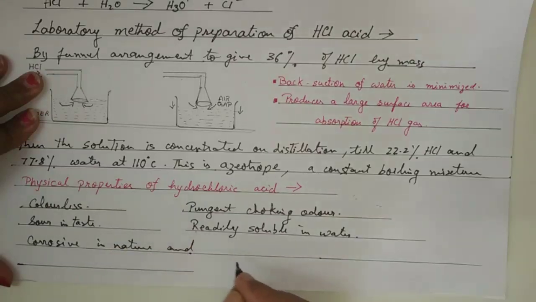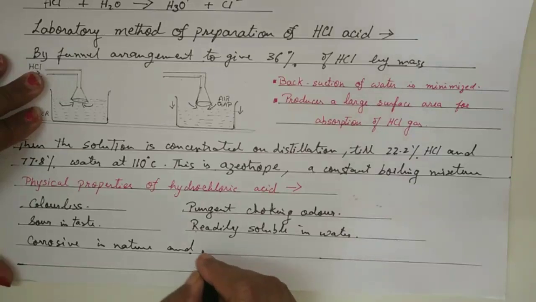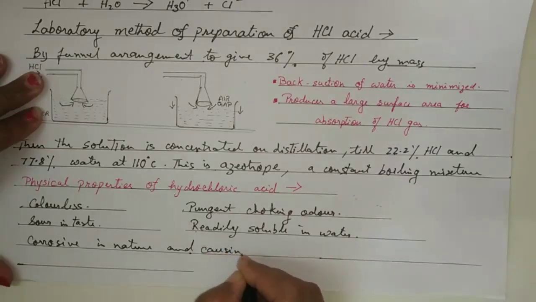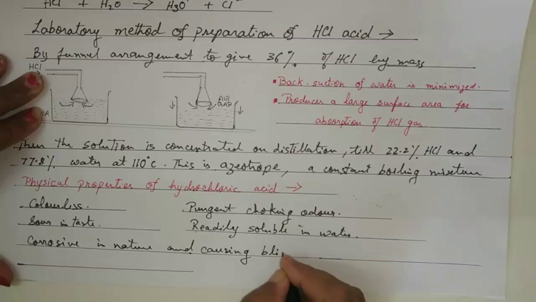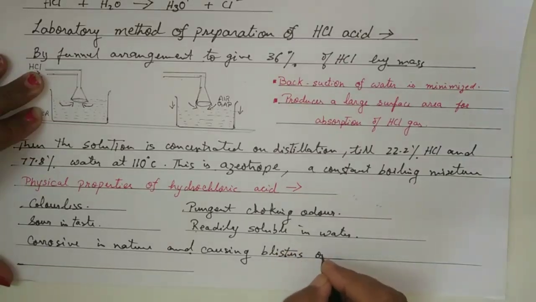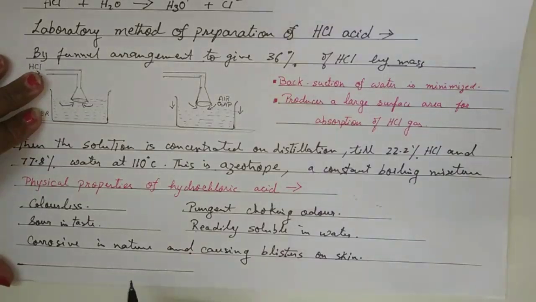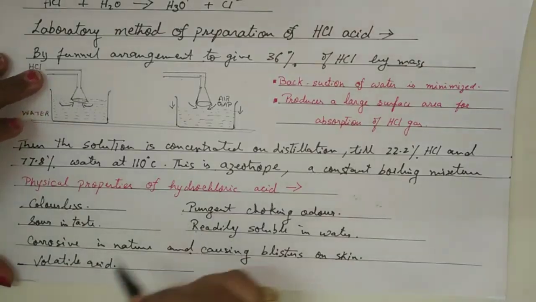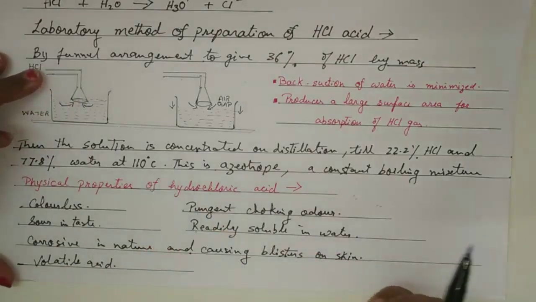And as you should remember, causing blisters on skin. That means if it falls on the skin, it will cause blisters, putting amber color, about which we will discuss more later. Now only the properties. And volatile acid. We have just now discussed, it's a volatile acid, 110 degree.